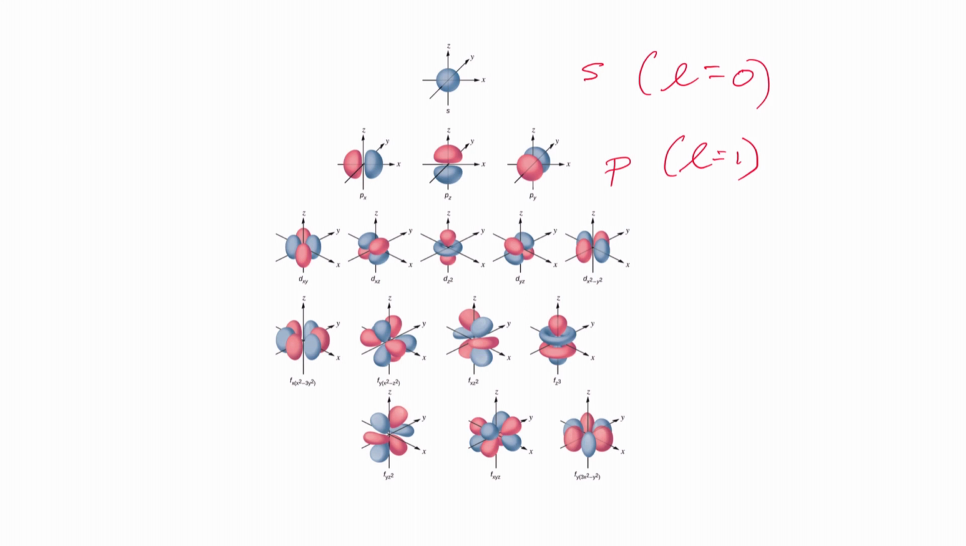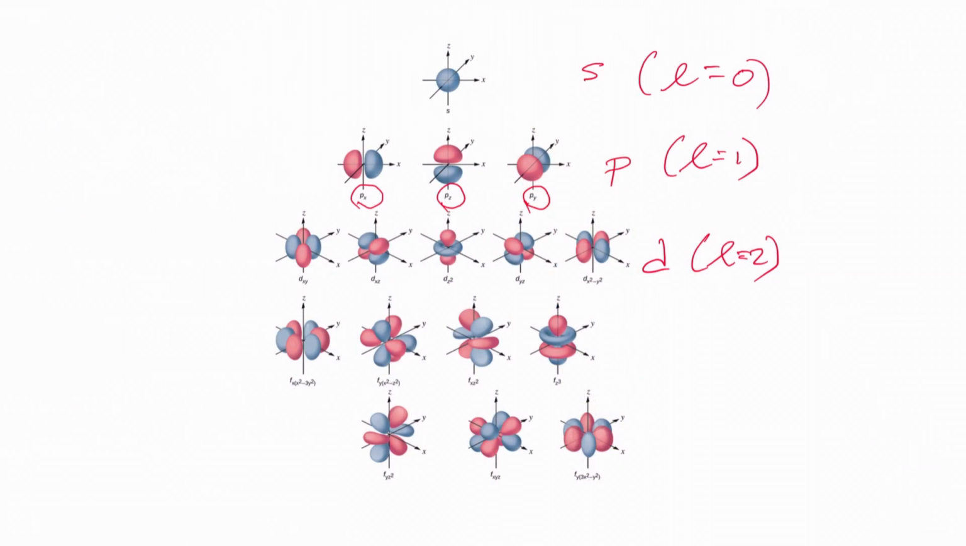And you can see that there are three different P orbitals, right? What we call PX, PZ, and PY. And then down here are the Ds. This is where L equals 2. There are 5 of these, okay? And I'm not going to read them all to you, but they have different orientations along different planes, either XY plane or XZ plane or YZ plane. And then down here on the bottom are some crazy looking F orbitals, L equals 3. Okay, and there are actually 7 of these. So there's an interesting pattern, right? There's 1 S orbital, 3 P orbitals, 5 D orbitals, and 7 F orbitals.